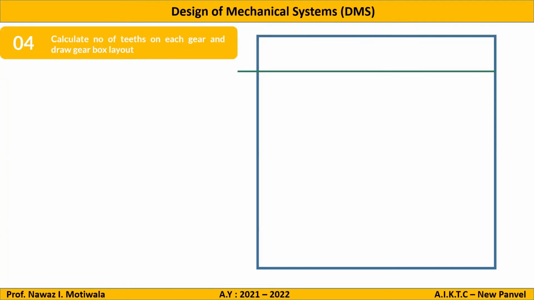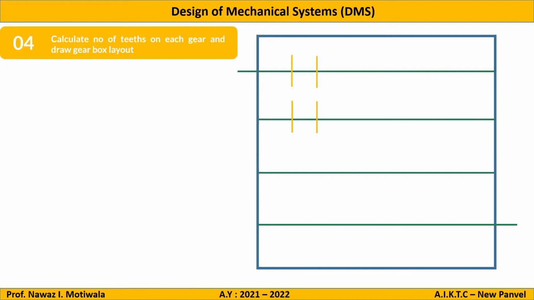Calculate the number of teeth. For that, first I am making the rough diagram. And this is my rough diagram you can see. So here you can see on the stage. Okay, so I will name the shafts 1, 2, 3, and 4. So these are 4 shafts.